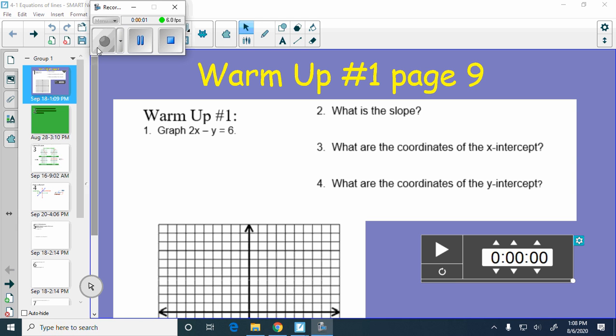As we get into Unit 4A, the equation of lines, I wanted to start with a review of some equations and have you look at the bell work on page 9. Pause the video and return when you've completed the bell work.